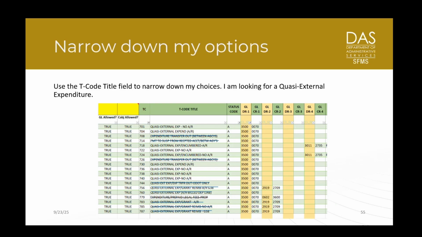Okay, let's see. So then I'm going to narrow down my choices by looking at the title fields. I know that 3500 I was looking at for the quasi-external expenditure. So I'm going to look at the titles and decide, does this title match? And so I'm going to cross off different titles that don't match because I am not transferring stuff out. I am not doing a suspense payment. And so I'm just going to go down the list and cross out a bunch of them because I'm looking at the titles and they're not to ODOT. They don't have grants information. They just don't fit. And I'm going to keep the titles that say quasi-external expenditure.